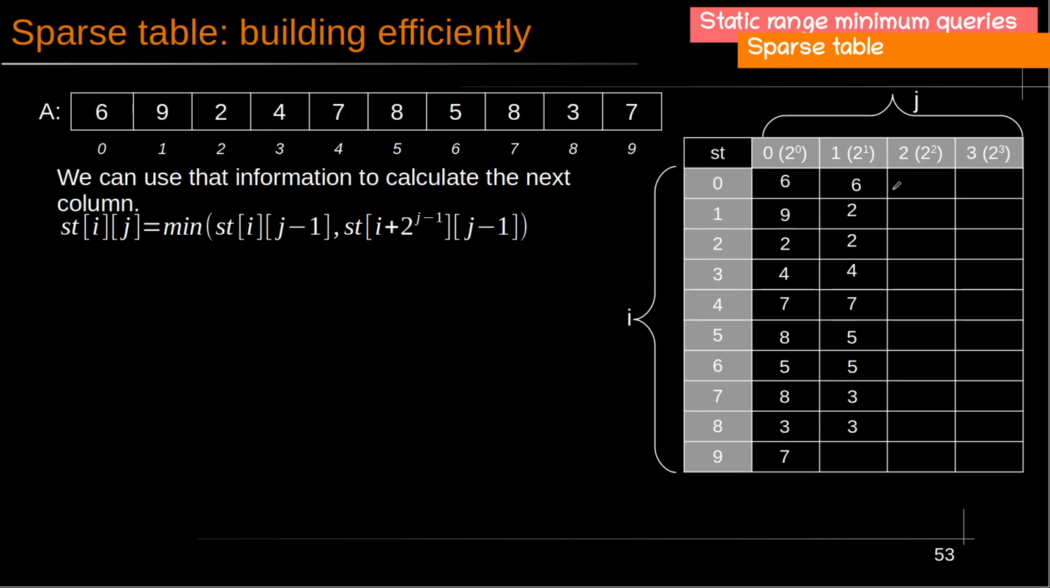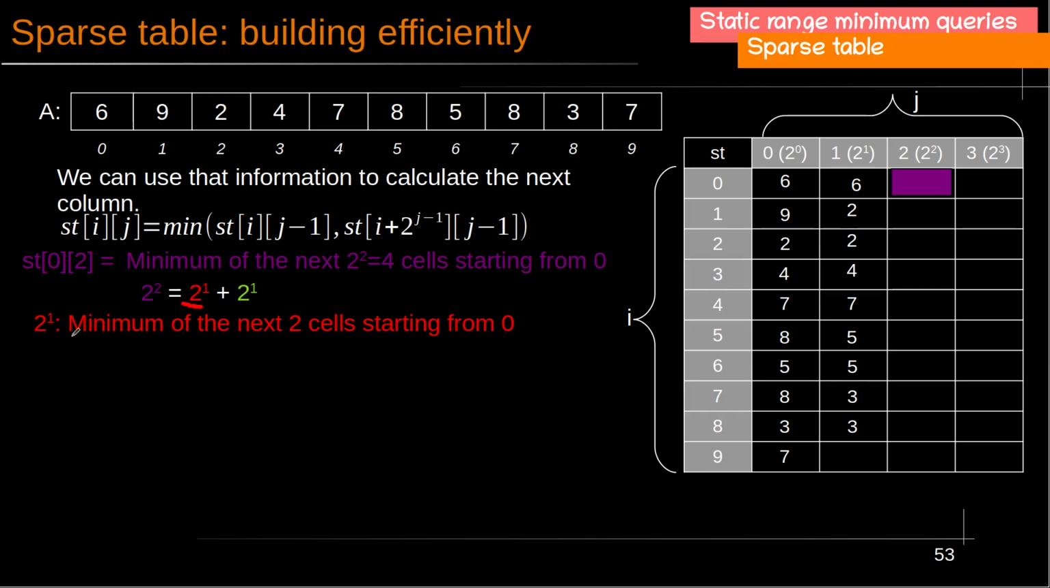Let's do the same thing for the third column, the column number 2, or 2 power 2 if you want. S02 is the minimum of the next 2 power 2 cells starting from 0, as we have seen. We can write 2 power 2, which is 2 power 1 plus 2 power 1. The first one, the red one, is the minimum of the next 2 cells starting from 0. And the green one is the 2 power 1 from the next 2 cells starting from 2.